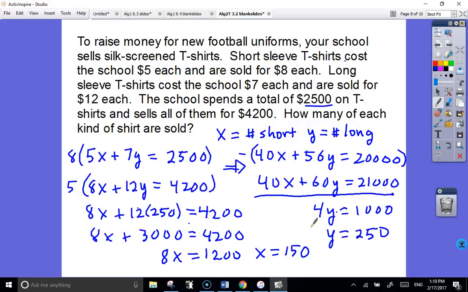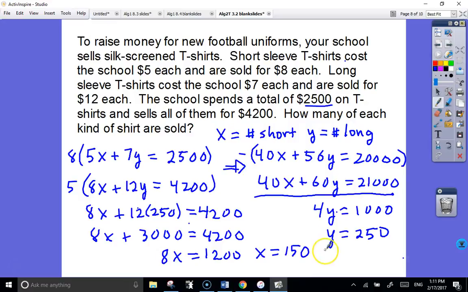So how many of each shirt are they going to sell? Short sleeve shirts, 150. Long sleeve shirts, 250. Is it right to consider that an ordered pair? It kind of is, though it's probably a little less so. You don't think of it so much like a point on a graph, but it could be. You could have graphed both of those and looked for the intersection point.